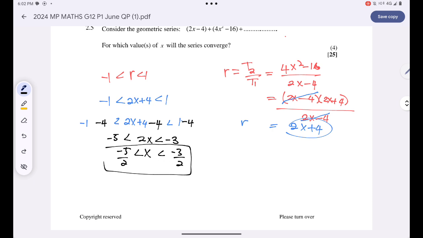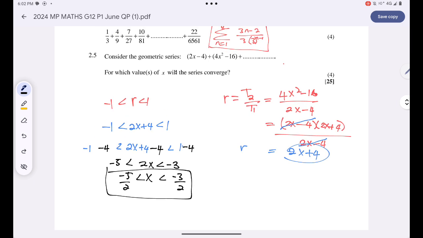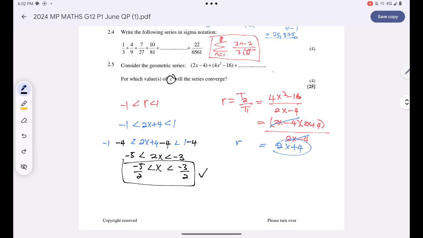So for my series to converge, the value of x should be in between -5 over 2 and -3 over 2. That's how, guys, you're supposed to deal with this question over there.